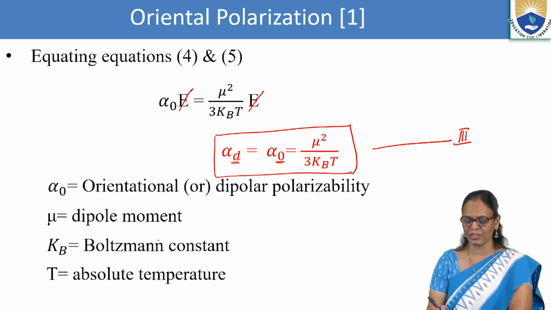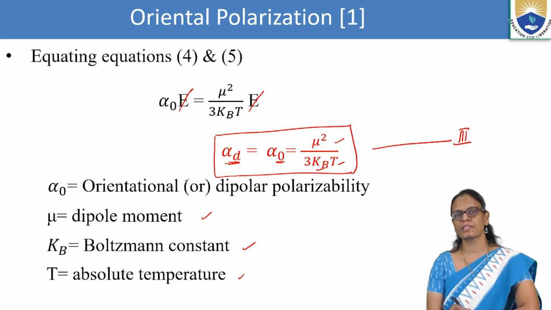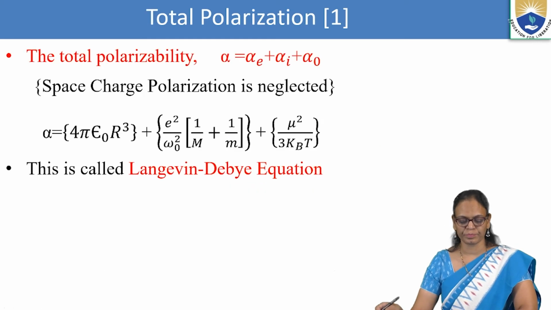So what do these terms represent? Mu is representing the dipole moment, kB is the Boltzmann constant, T is the temperature, and alpha D or alpha O represents the orientational or dipolar polarizability.